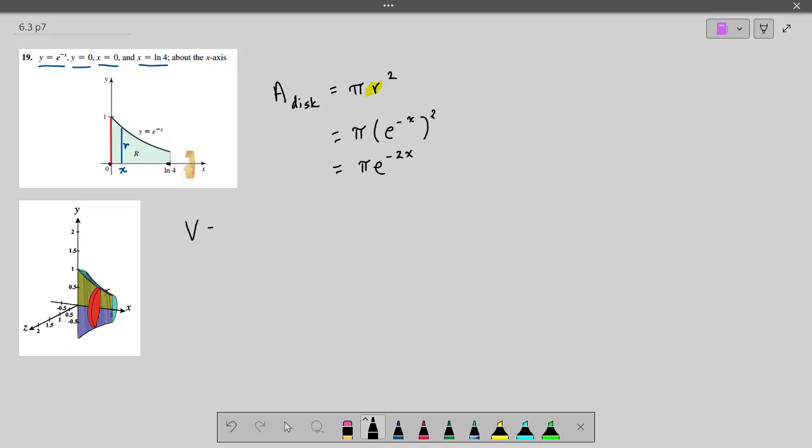And now we can integrate that area formula. And when we integrate area, we get volume. And it tells us that our limits of integration are 0 and natural log of 4. Those are the endpoints of the interval that we're integrating on.